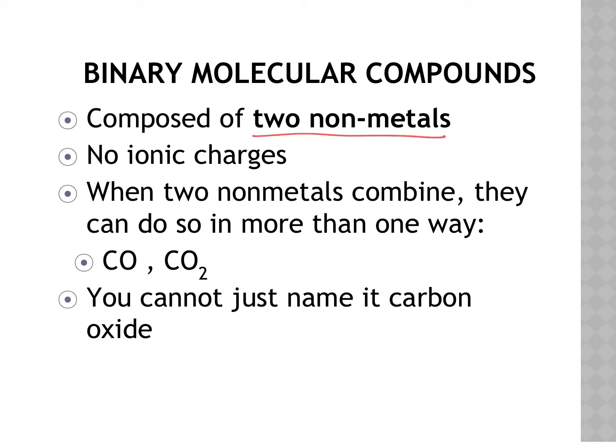Molecular compounds bond in a different way than ionic, so there are no ionic charges. And two nonmetals can combine in more than one way. For example, CO is carbon monoxide and CO2 is carbon dioxide. We're probably familiar with both of these compounds, and we know that they are very, very different. Even though carbon and oxygen combined, they bond in different ways and they make different compounds. So you can't just name it carbon oxide. There are very big differences between CO and CO2.